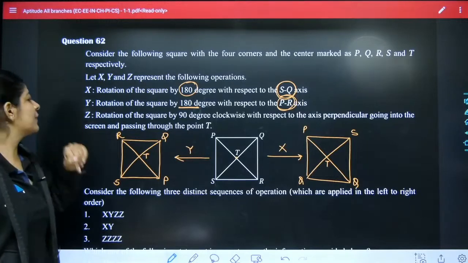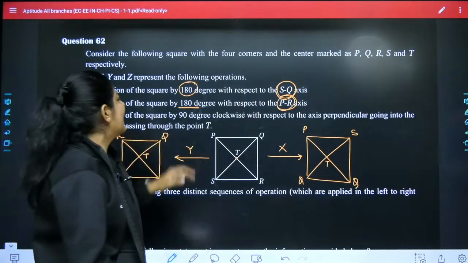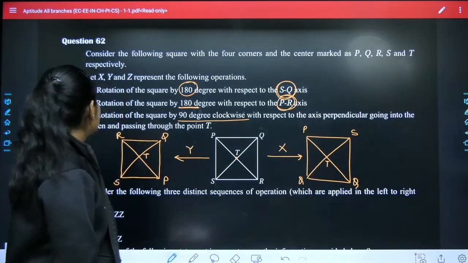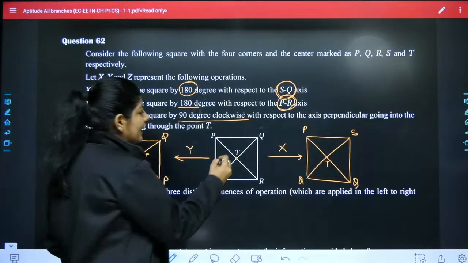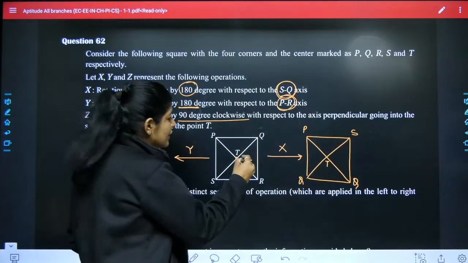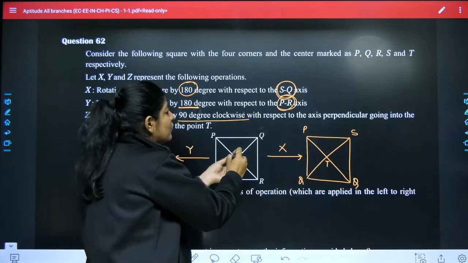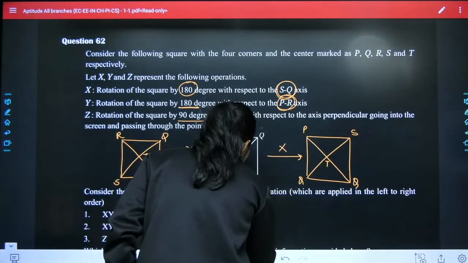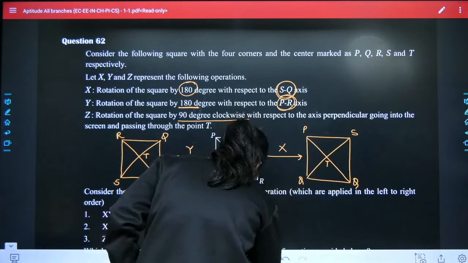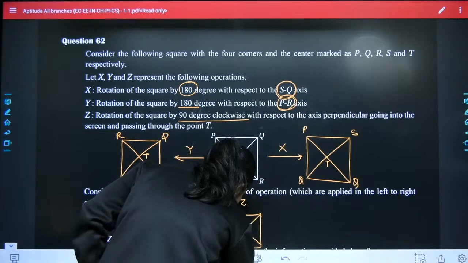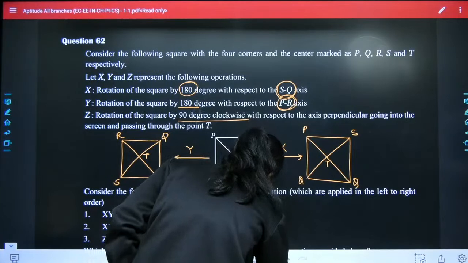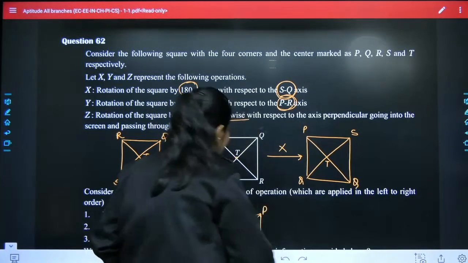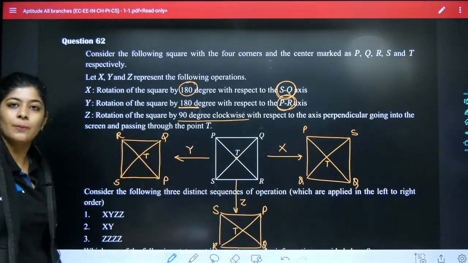Now the last operation says rotation of the square by 90 degrees clockwise with respect to the axis perpendicular to the screen and passing through point T. That means there is a line drawn like this, and we need to rotate it by 90 degrees in the clockwise direction. If we apply the Z operation here, we get our square something like this. Here we have P, Q, R and S. Here we have point T. So here we have three different operations.